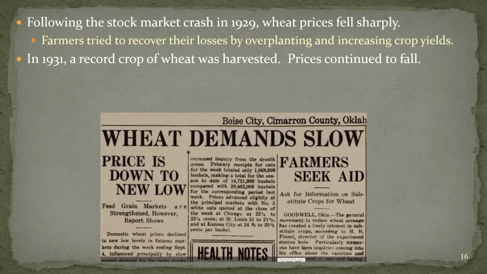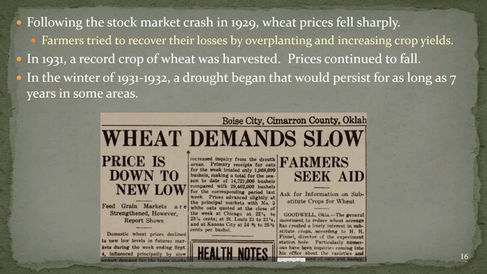In 1931, because of that mindset, a record crop of wheat was harvested, which means that there was a crap ton of supply and not as much demand, so the prices continued to fall. In the winter of 1931 to 1932, a drought began that would persist for as long as.